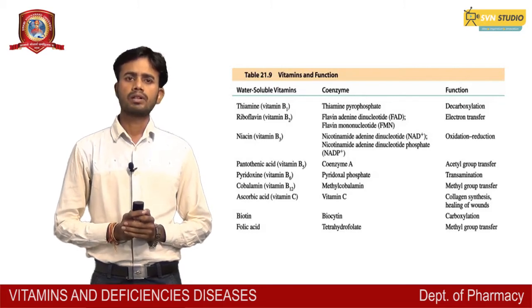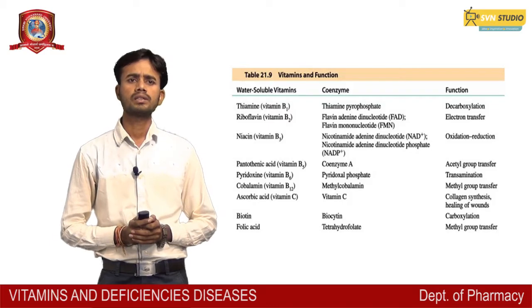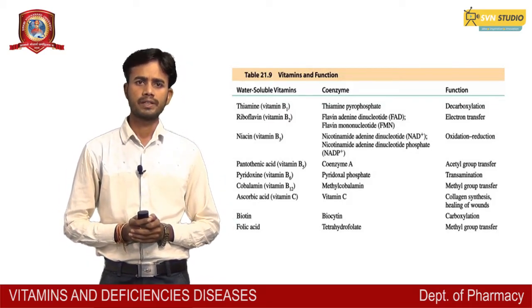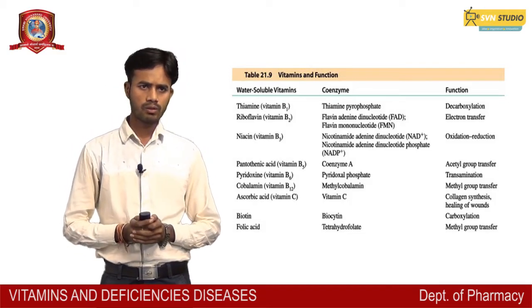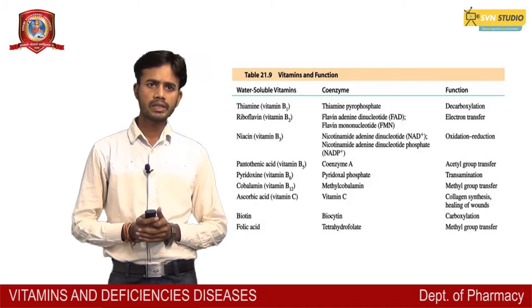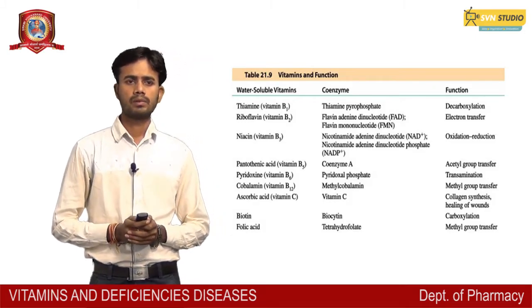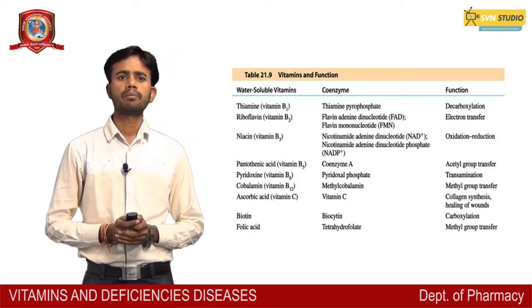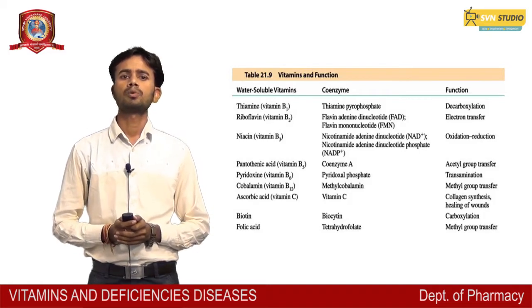coenzyme A, function acetyl group transfer. Vitamin B6, pyridoxine, the coenzyme of this vitamin is pyridoxal phosphate, function is transamination. Vitamin B12, cobalamin, coenzyme methylcobalamin, function methyl group transfer. Next, ascorbic acid, vitamin C, function collagen synthesis and healing of wounds.